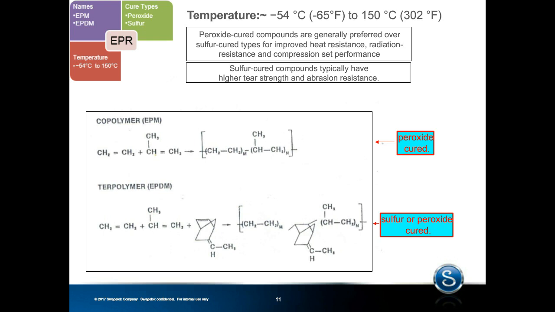The reason why I mention this, in order for sulfur curing to be possible, there must be a double bond present. So we have ethylene propylene monomer in the top, which can only be peroxide cured because there is no double bond available to make those linkages necessary to get your elastomer properties by sulfur curing. On the bottom you can see you have ethylene and propylene plus a diene, and that diene provides the double bond that's needed to enable sulfur curing.